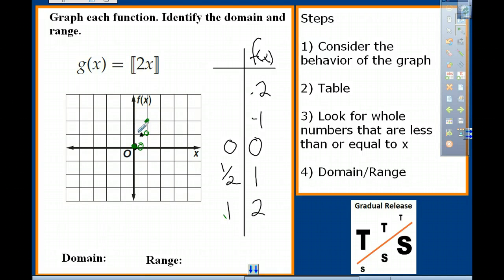Jumps up to 2. So at 1, x equals 1. If x equals 1, it jumps to 2. Y equals 2. And then it only goes for a half. And then it jumps again. So you see the steps are very steep on here. And of course, we can go backwards and we'll get the same thing.